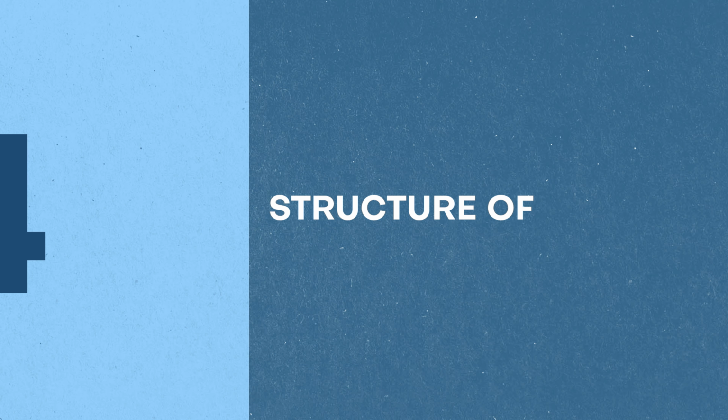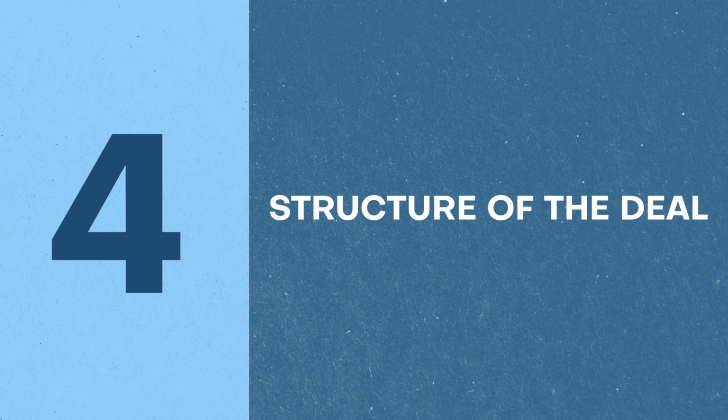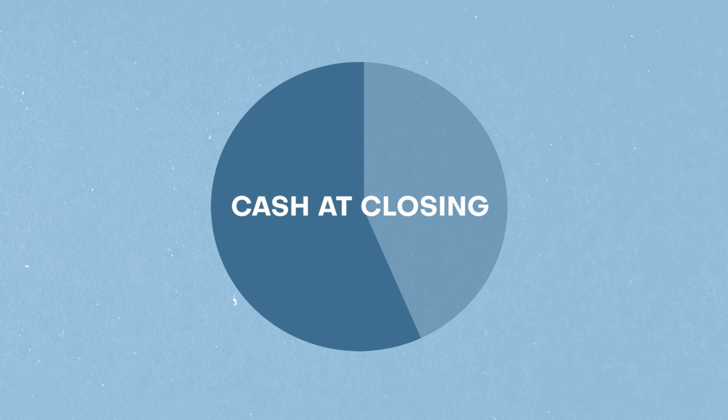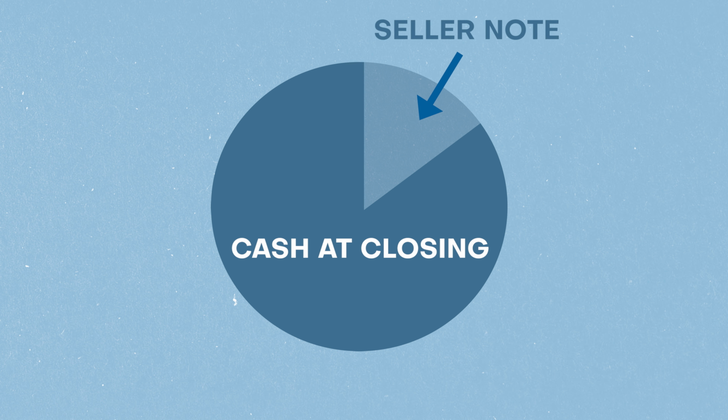Number 4 is the structure of the deal. And so in some deals, it's 100% cash at closing, very simple. In other situations, it's 80% cash at closing, 20% of a seller note.